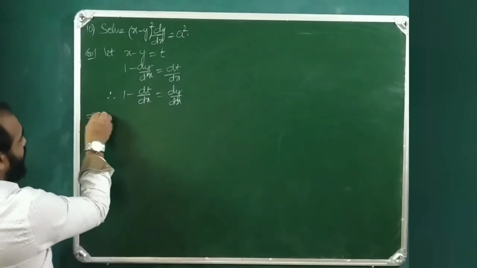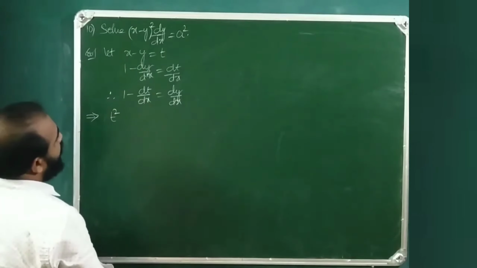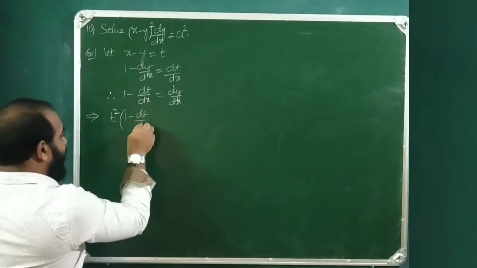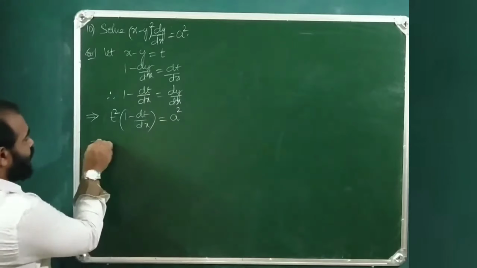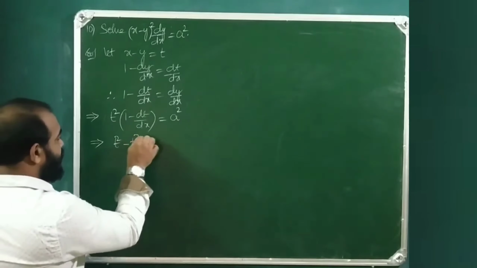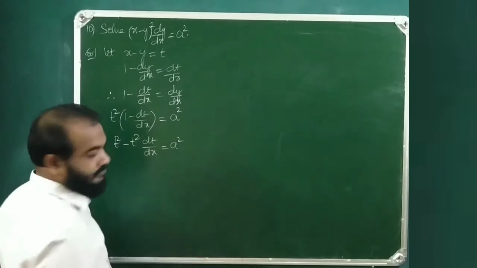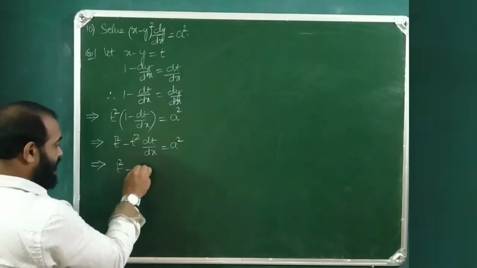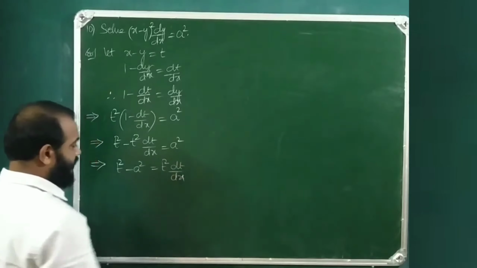Substitute here. x minus y is t square. dy by dx is 1 minus dt by dx, equals a square. So this is t square minus t square dt by dx equals a square. So this is t square minus a square equals t square dt by dx.